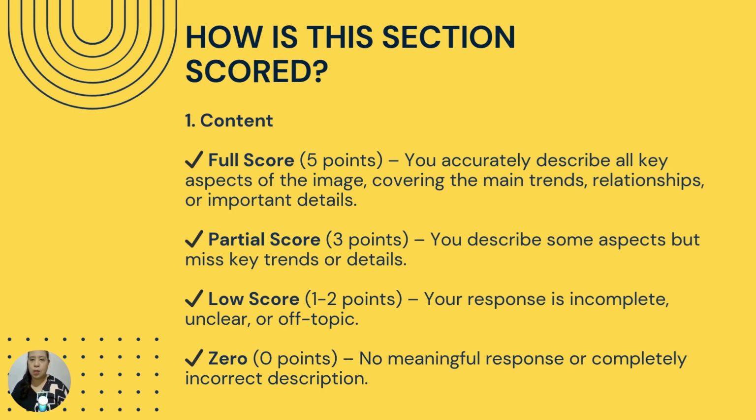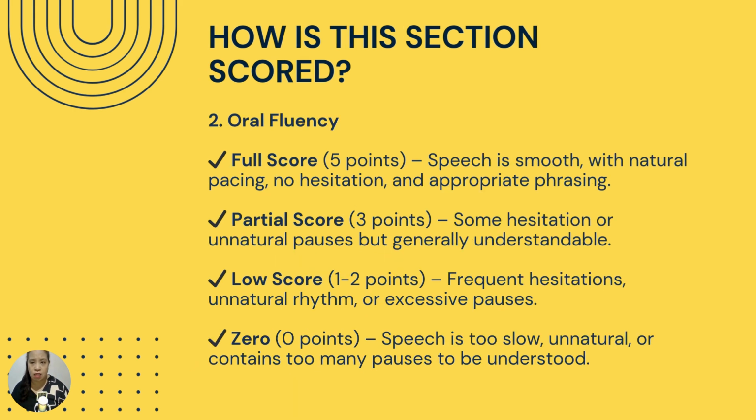If you mention some parts but miss key trends or details, that's a partial score around 3 points. A low score between 1 and 2 is given if your response isn't clear, incomplete, or off topic. Lastly, if there's no answer or no real answer or it's completely incorrect, you'll get a 0. So aim for that top score by staying focused, organized, and of course, speak with confidence.